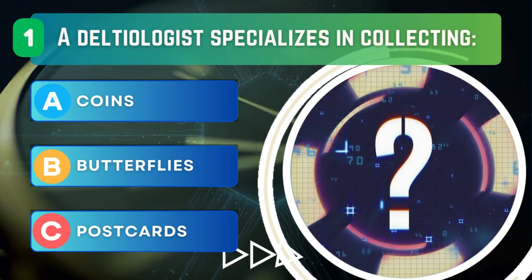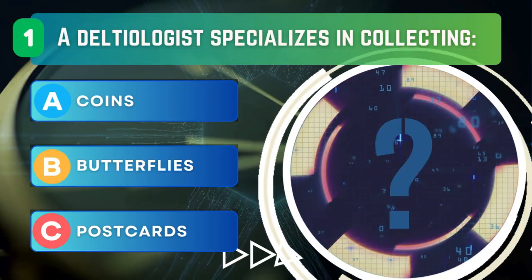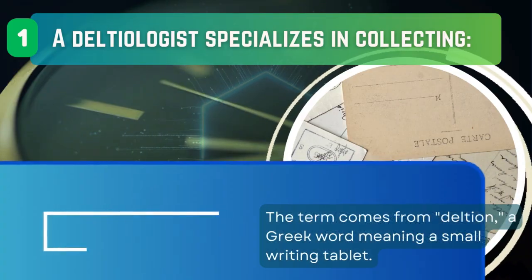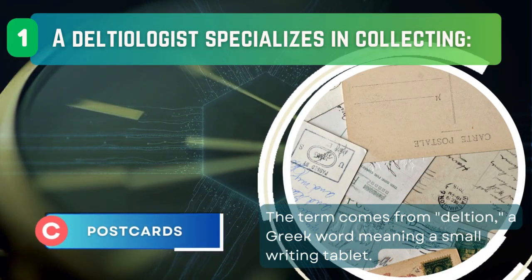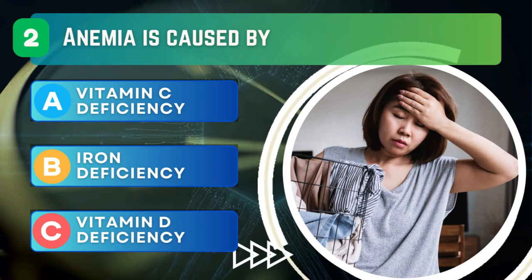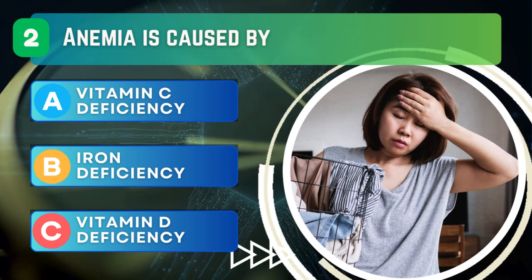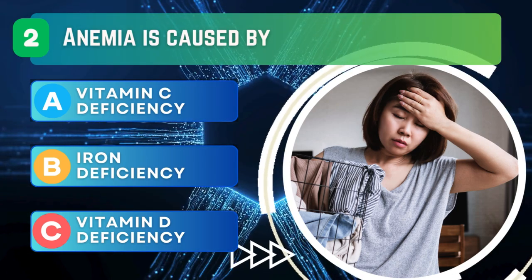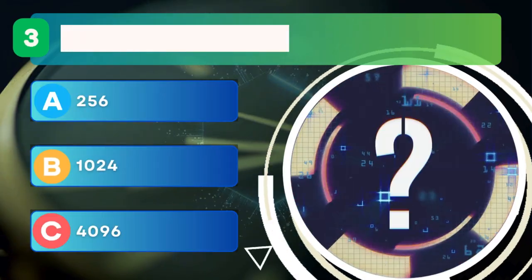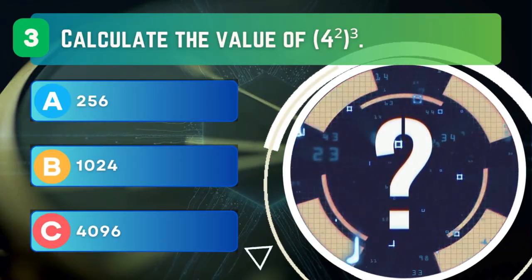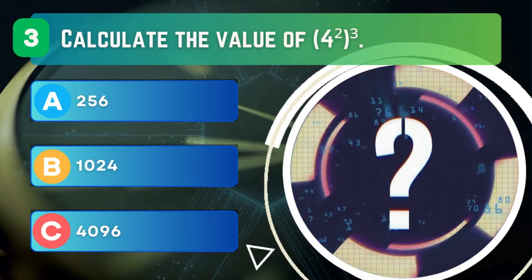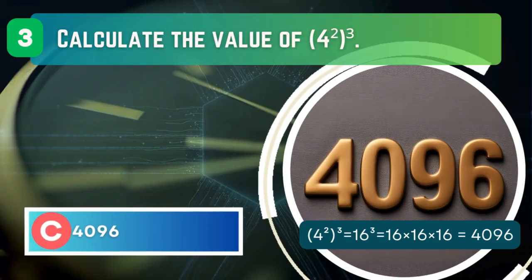A deltiologist specializes in collecting postcards. Anemia is caused by iron deficiency. Calculate the value of 4 squared raised to the power of 3. Four 1096.